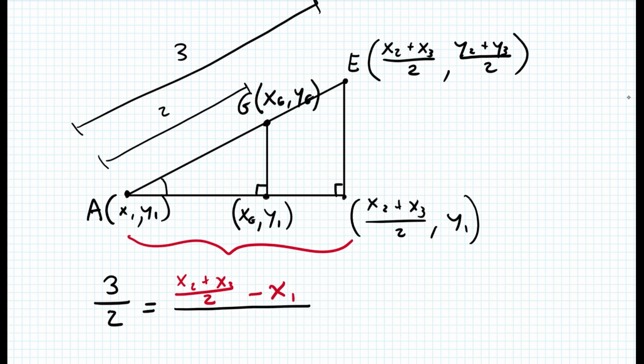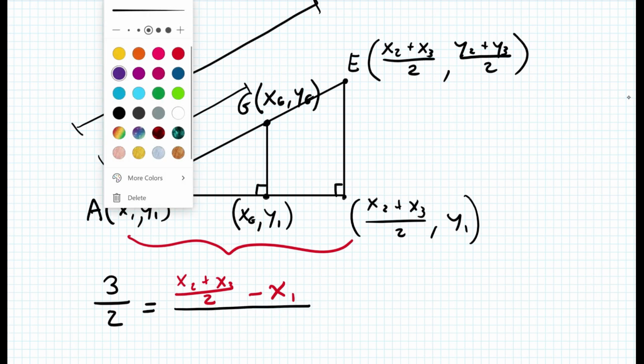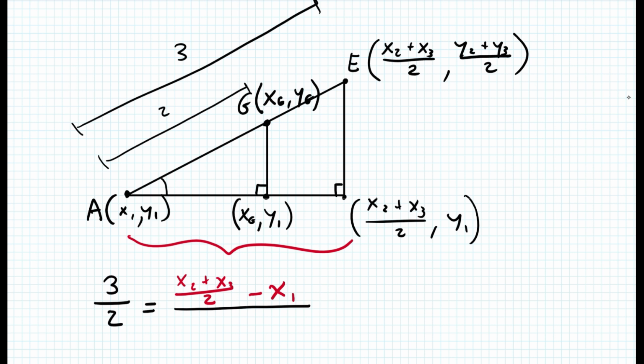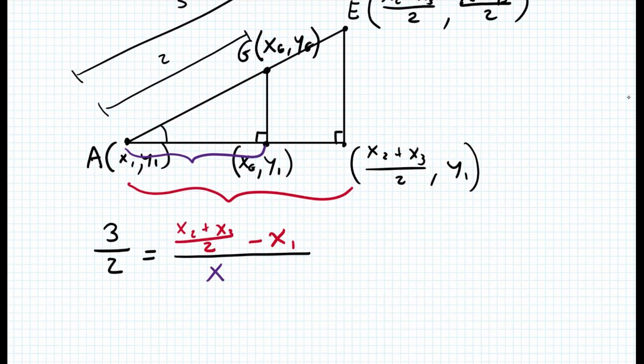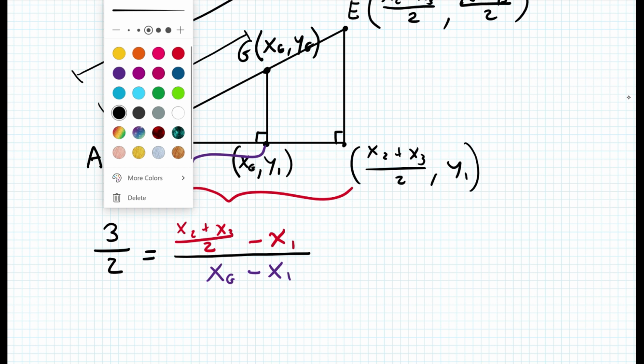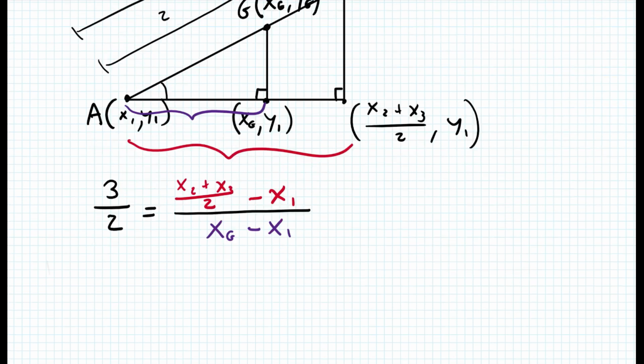And what about the small triangle? Again, I'm going to use a different color. So over the small triangle, which is this distance, okay? That distance is just going to be xg minus x1, okay? So now all we need to do is solve for xg, and that's it. And then we have the x coordinate. So how do we do that?